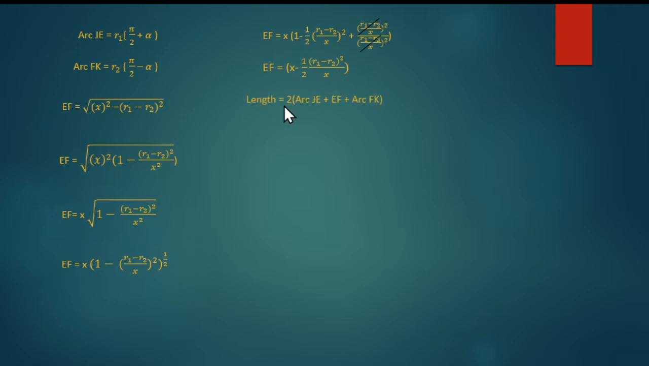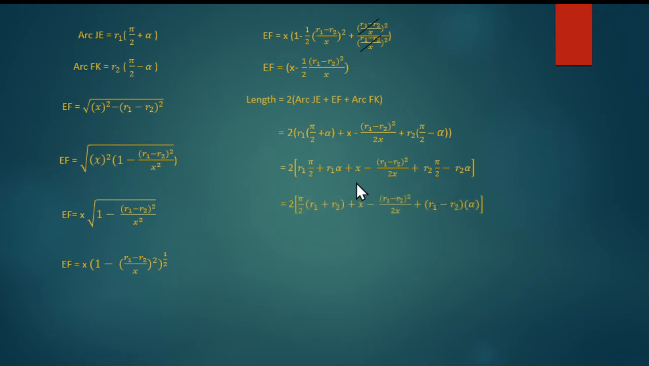So we know that length is equal to arc GE plus twice EF plus twice arc FT. So, let's explain this. We know that arc GE is R1 times pi over 2 plus alpha. Then, for EF, the length of EF is x minus (R1 minus R2) squared over 2x. For arc FT, this is R2 times pi over 2 minus alpha. So if we expand this equation, we have R1 pi over 2 plus R1 alpha plus x minus (R1 minus R2) squared over 2x plus R2 pi over 2 minus R2 alpha.